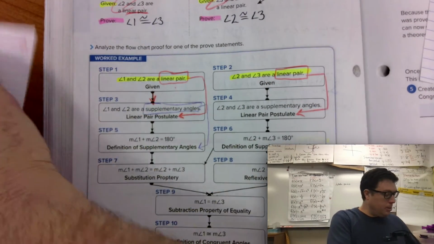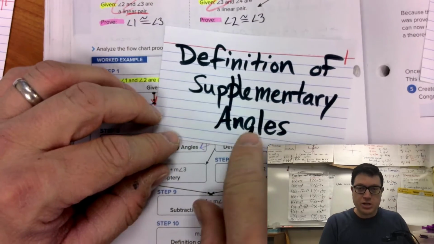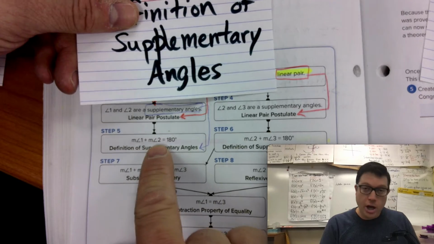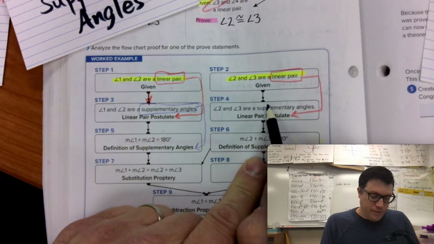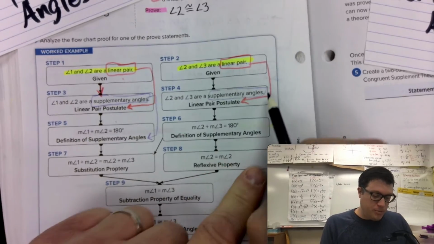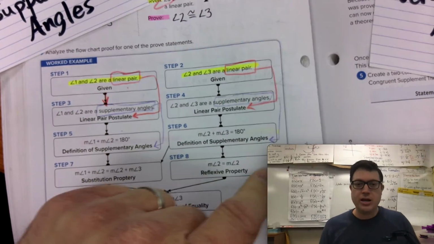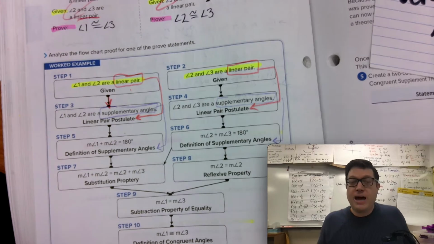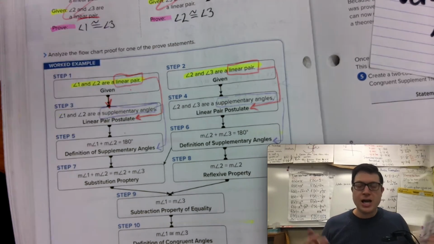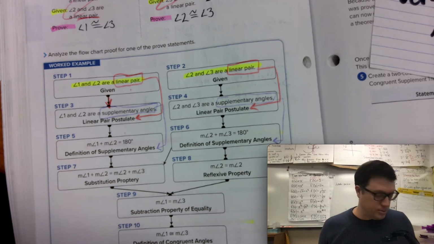Definition of supplementary. So I needed that definition of supplementary. It means that two angles add to 180 degrees. There we go. The vocabulary word of this box is going to become the reason of the next box down. And we have to write a statement that uses that reason. The two angles add up to 180 degrees.